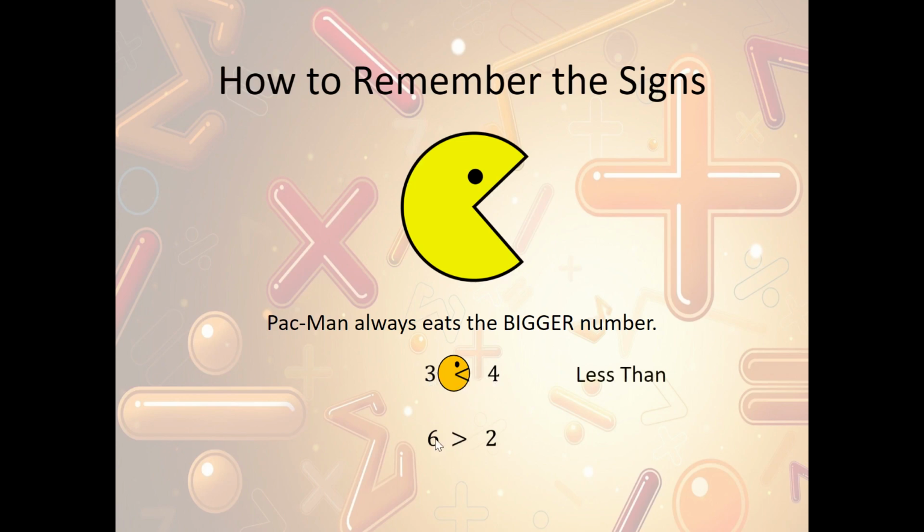Now here we have 6 on this side, 2 on this side. And if we draw Pac-Man in, there's Pac-Man. Pac-Man, again, always eats the bigger number. So we have 6 being bigger. And we read it from left to right, so we say 6 is bigger than 2, or 6 is greater than 2. So that's one way we can remember the signs.